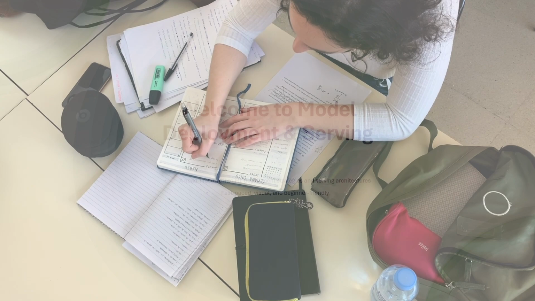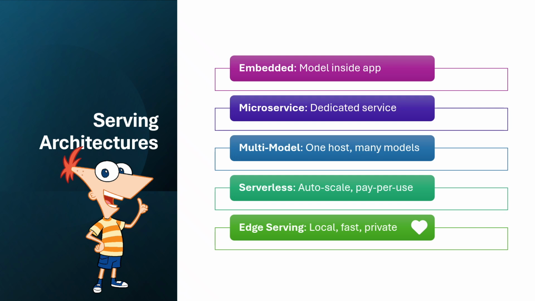And the last one for us today is edge serving. It is where the model lives on the device and serves predictions locally. It is fast, private, and resilient to network issues, perfect for wearables, smart cameras, and autonomous systems. But again, you are working with limited resources. So pick your architecture based on latency needs, scale, cost, and how often you plan to update your model. There's no one size fits all, so that's the fun part.